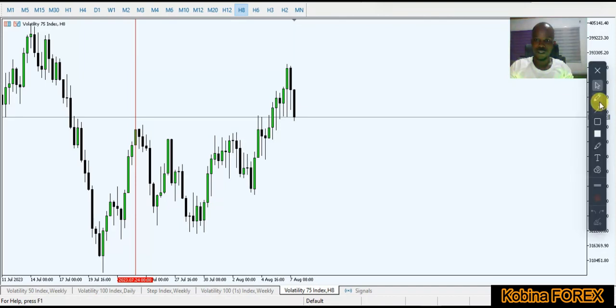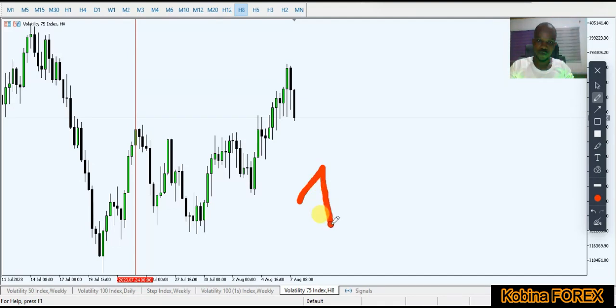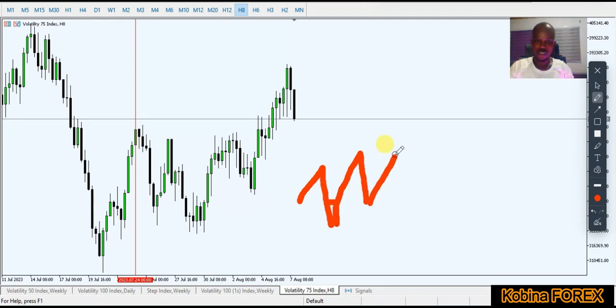Let me use my tool. This is how mitigation blocks are usually formed. We have a price action where price moves this way, comes down to a certain low, and then rallies back up, let's say forms another high. Then instead of price coming to break this low, it is unable to break this low. It is rejected by an order block resting in here, so price is rejected to the upside.